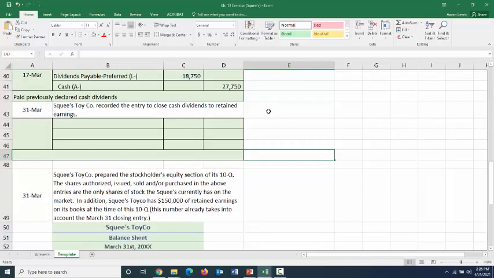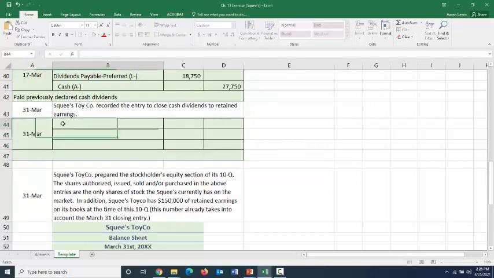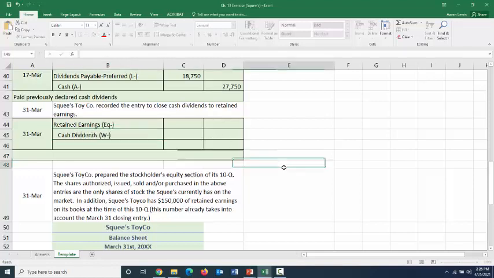In the next entry on March 31st, Squeeze Toy Company is going to record the entry to close their cash dividends account to their retained earnings account. Again, dividends have to be paid out of retained earnings. They reduce the value of retained earnings, which means this entry to close cash dividends is always going to be the same. It's going to be a debit to your retained earnings account, decreasing the value of that equity account by the amount that you paid or declared for dividends during the period. And it's going to be a credit to your cash dividends withdrawal account, taking it off the books. And this entry has to be for the amount that reduces cash dividends down to 0.